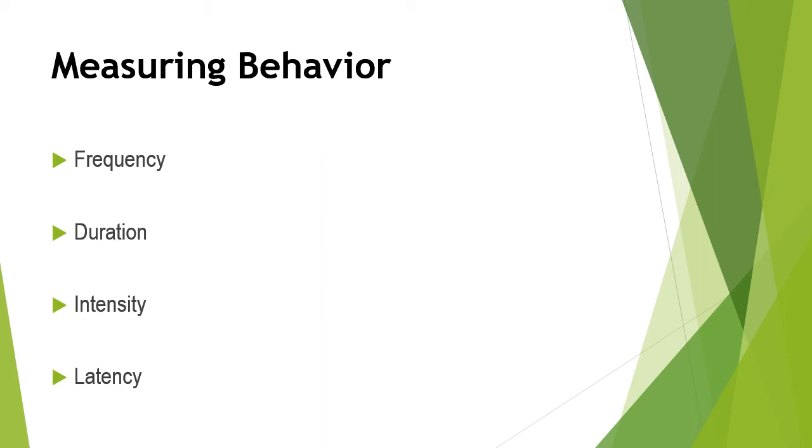We tend to use frequency with behaviors that have a very clear and observable beginning and end and are occurring at rates that we can actually mark down. If a behavior is occurring at very high rates, where it would be really difficult to count each individual instance, we may use duration to say how long the behavior is lasting.